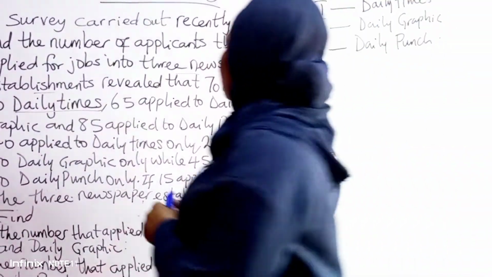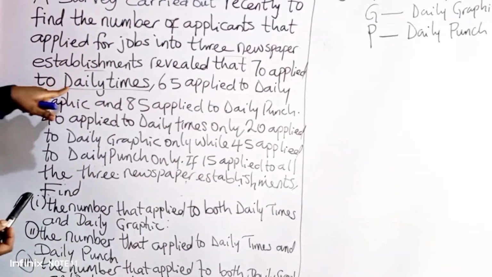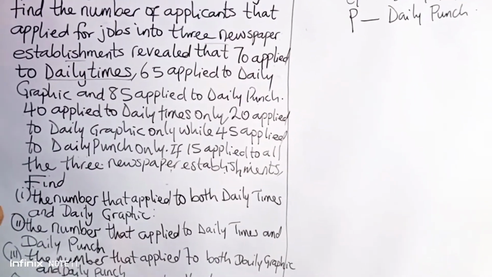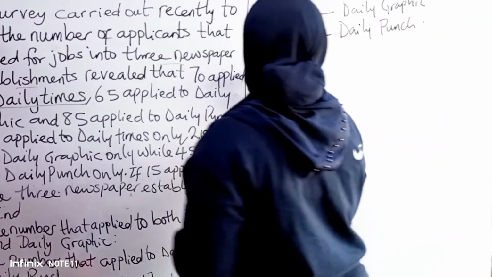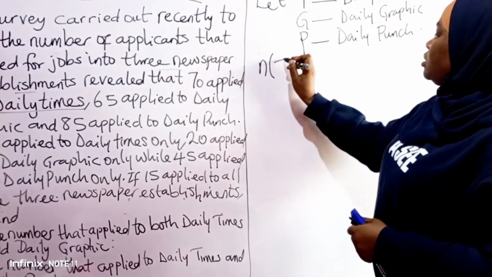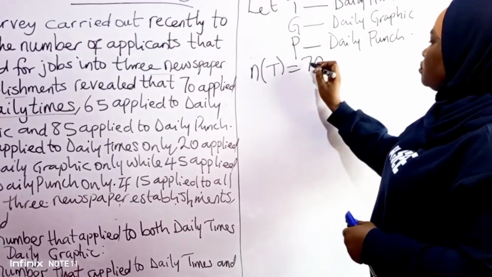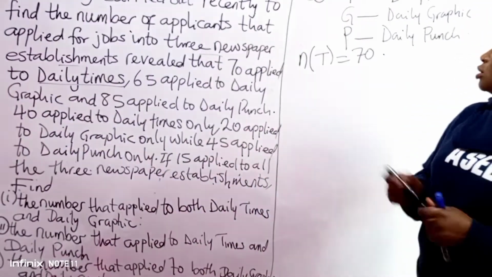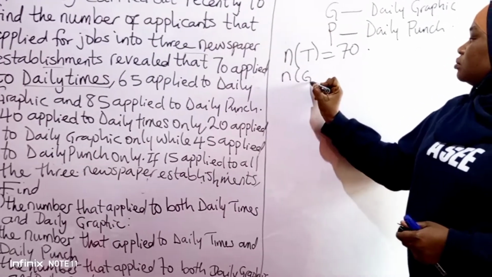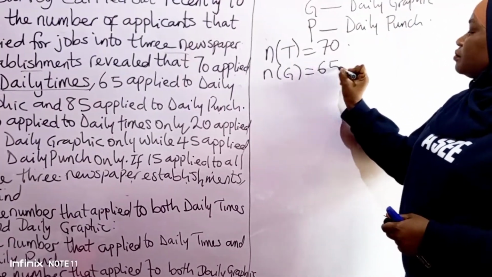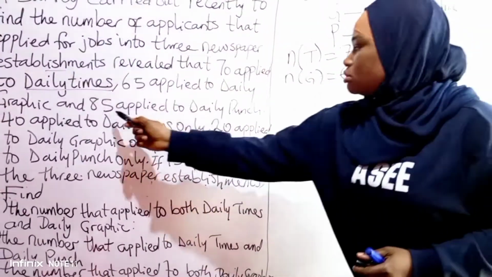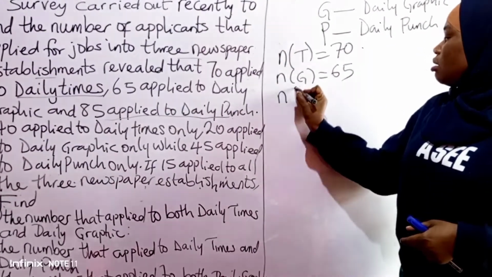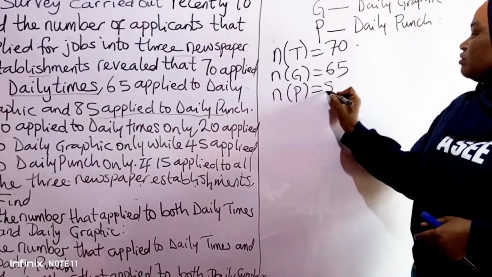So let's read the question. 70 applied to Daily Times, not Daily Times only. So cardinality of Daily Times, which is T, is equal to 70. 65 applied to Daily Graphic, so cardinality of G is equal to 65. 85 applied to Daily Punch, not only. So cardinality of P is equal to 85.